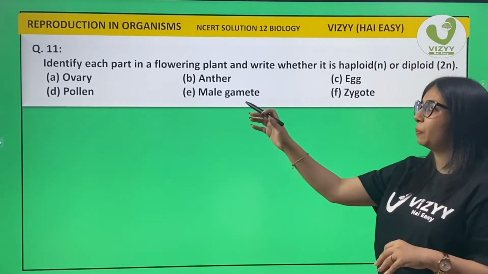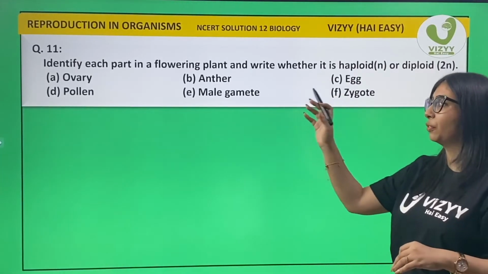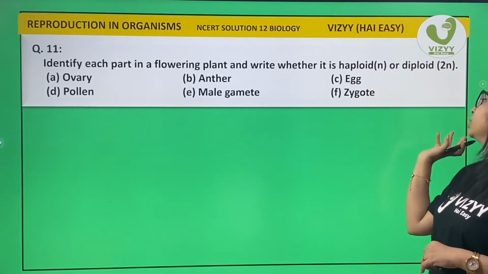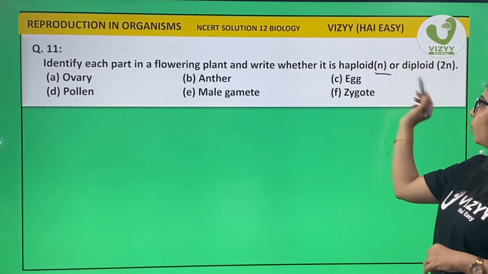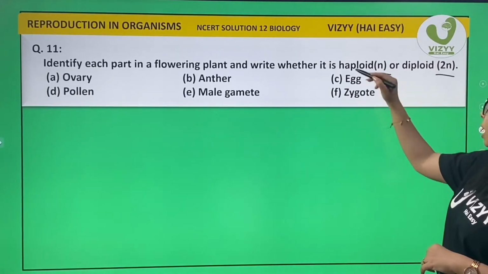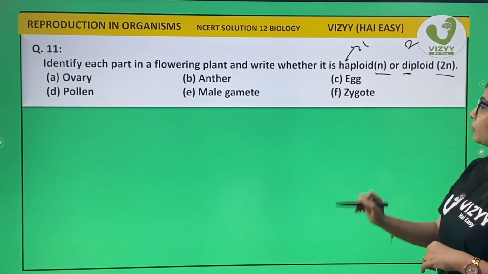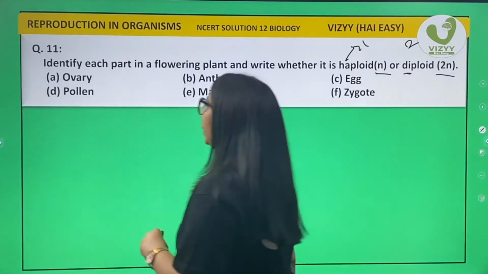Identify each part of a flowering plant and write whether it is haploid or diploid. Haploid means 1, diploid means 2. Hap means 1, di means 2. So, let's start with ovary.